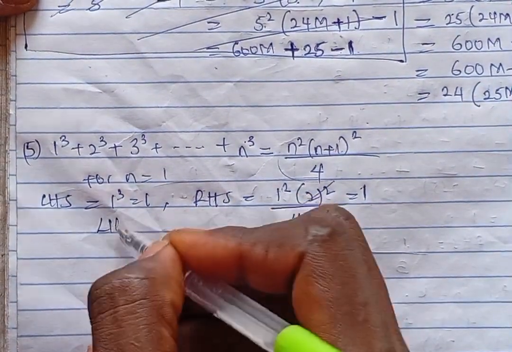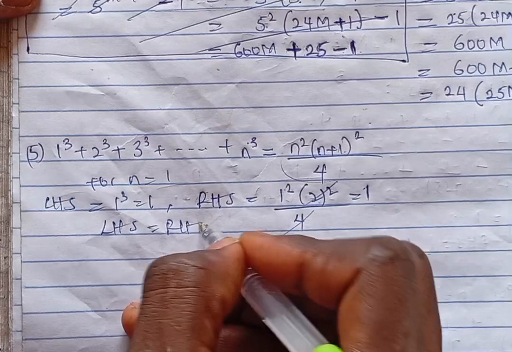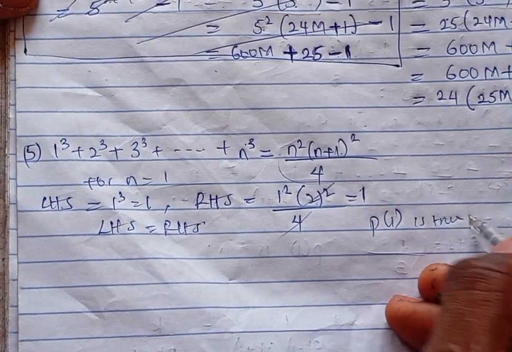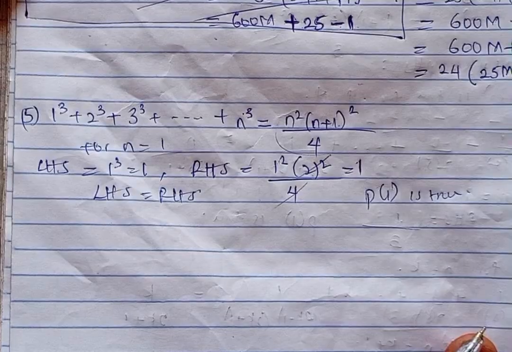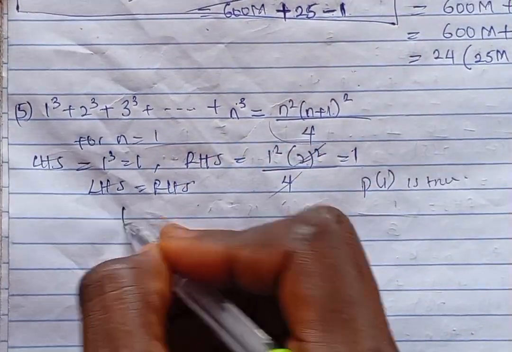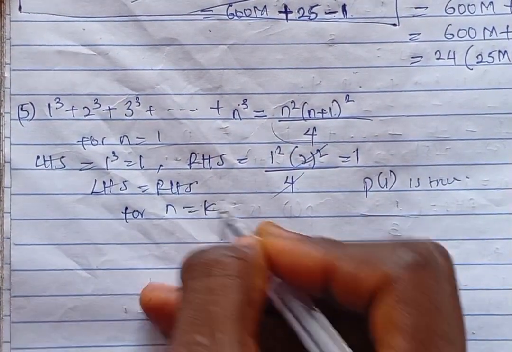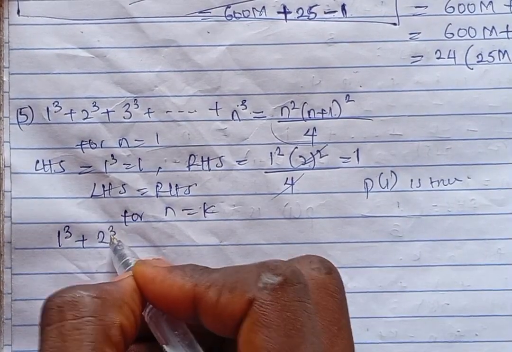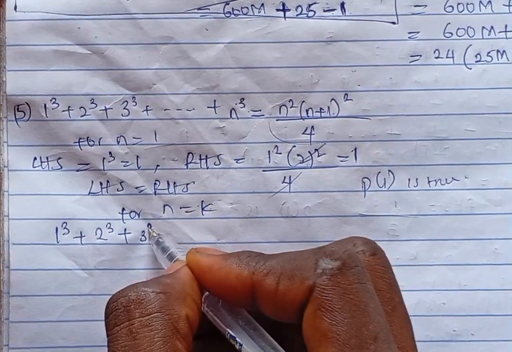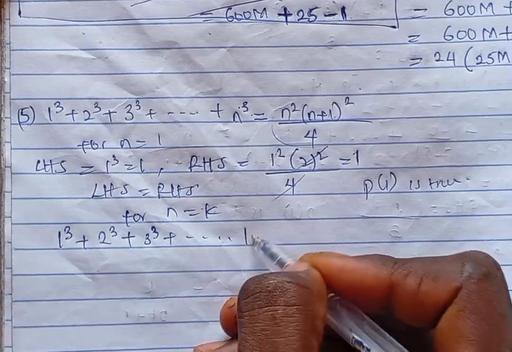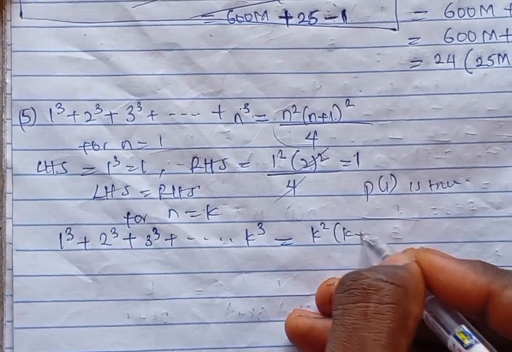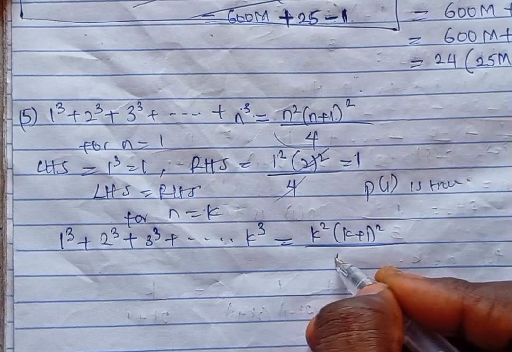So we can say the left hand side is equal to the right hand side. So which means P of 1 is true. Since P of 1 is true, you can move on to the next one. For n is equal to some k, you substitute 1 raised to power 3 plus 2 cube plus 3 cube plus k cube is equal to k squared into k plus 1, everything else squared, over 4.